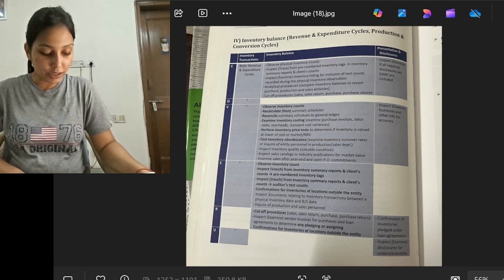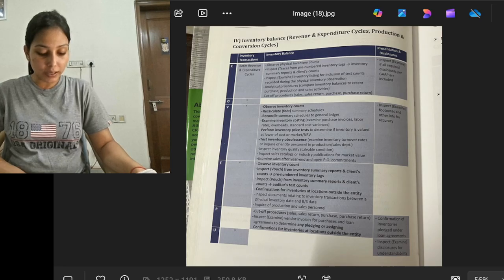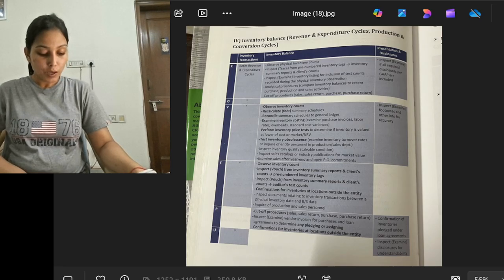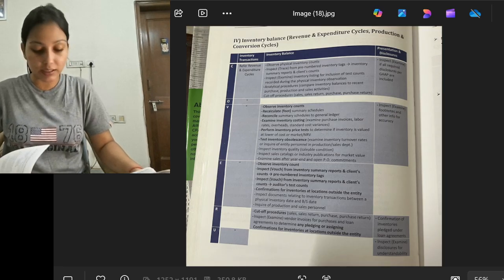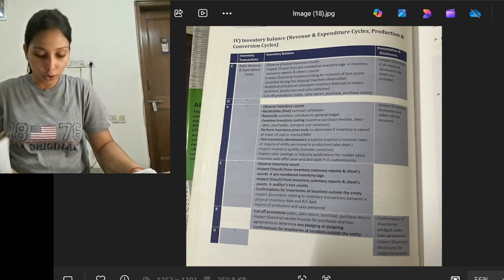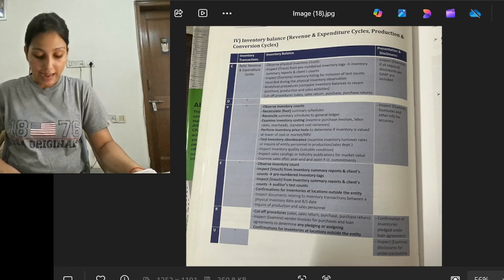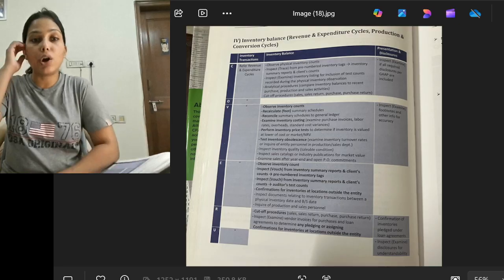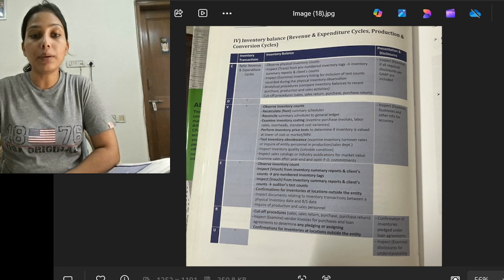Also, to observe the inventory count, inspect and vouch the inventory summary report and client counts. Confirmation for inventories at locations outside the entity should be performed. Cut-off procedures should be performed, or confirmation for inventories at the location, if already done. In the disclosure, again it is checked whether it is mentioned as per GAAP, whether proper accuracy is maintained, and whether it is disclosed in an understandable way. So these are the disclosure assertions that should be followed in the case of inventory.